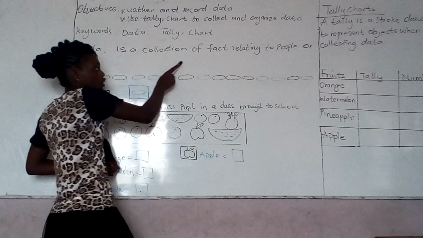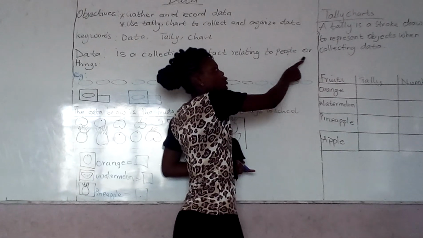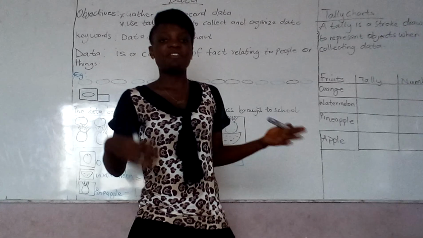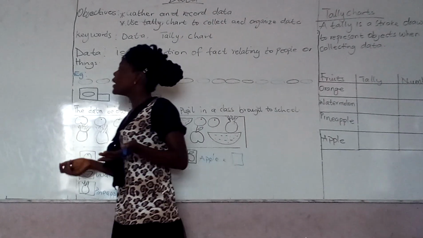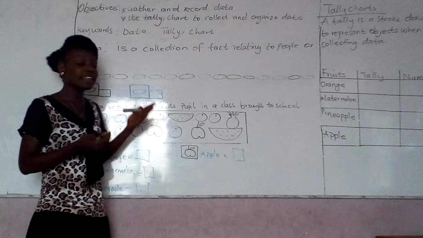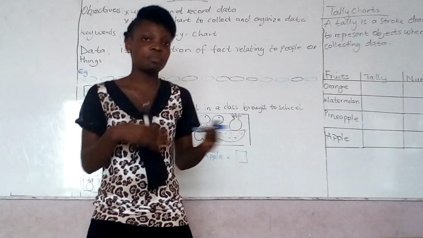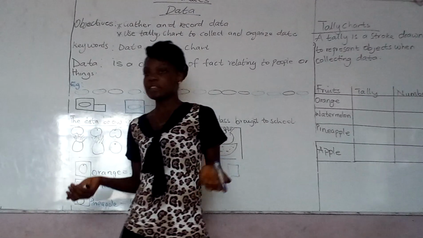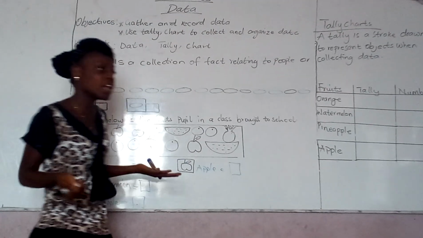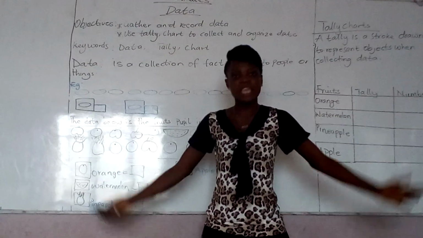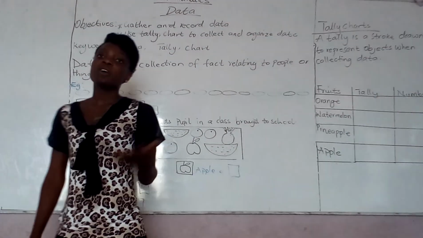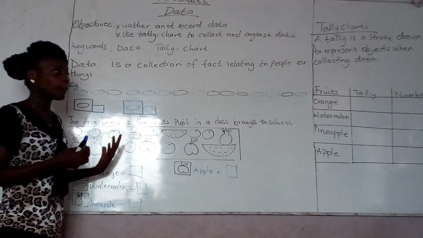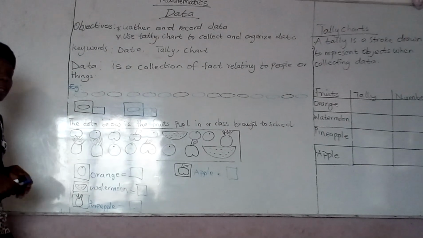Data is a collection of facts relating to people or things. You can gather or collect data by asking people questions. The responses that you get are data. So you can ask your friends about their favorite games or favorite color, and the responses they give you are the data you gather. So we have some examples here.